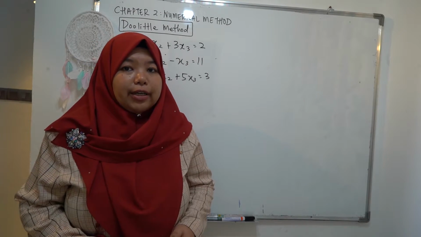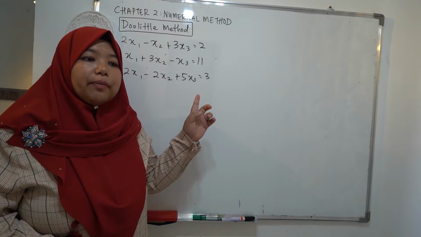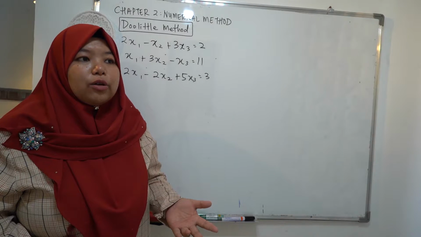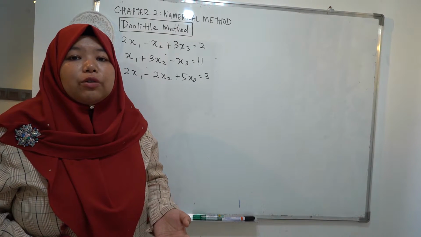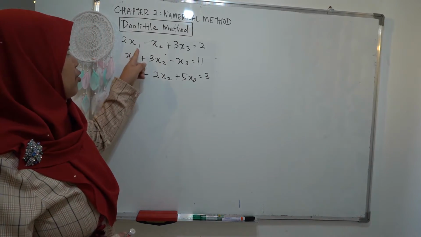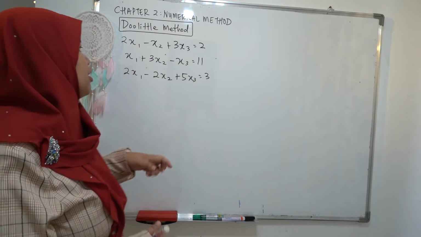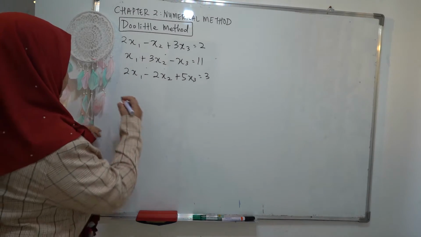Okay, so for today, I will just show the Doolittle method. The Doolittle method is like the Gaussian elimination method. The purpose is the same: we want to find a root. For this equation, we want to find the roots x1, x2 and x3. For the Doolittle method, there are 4 steps.